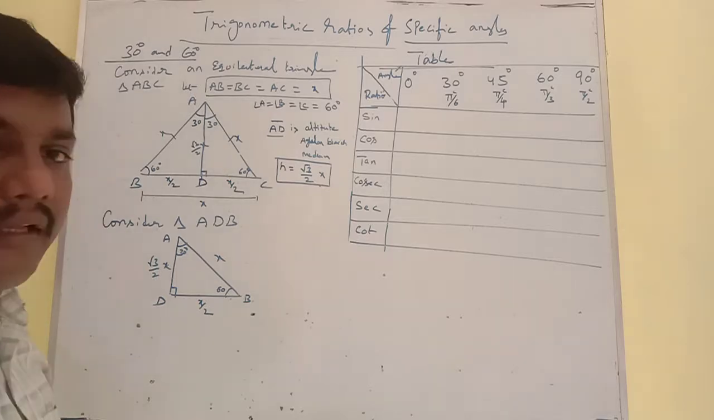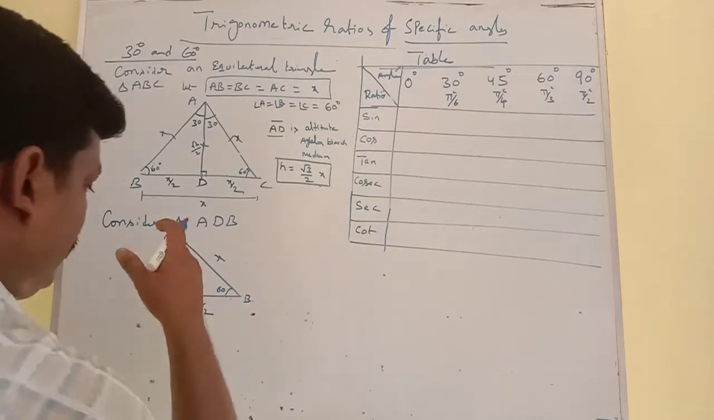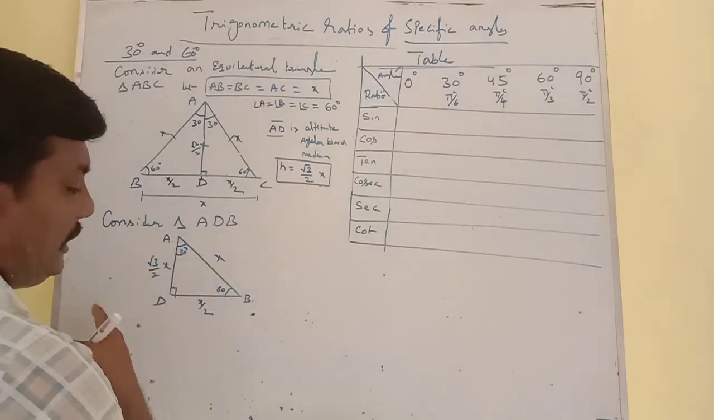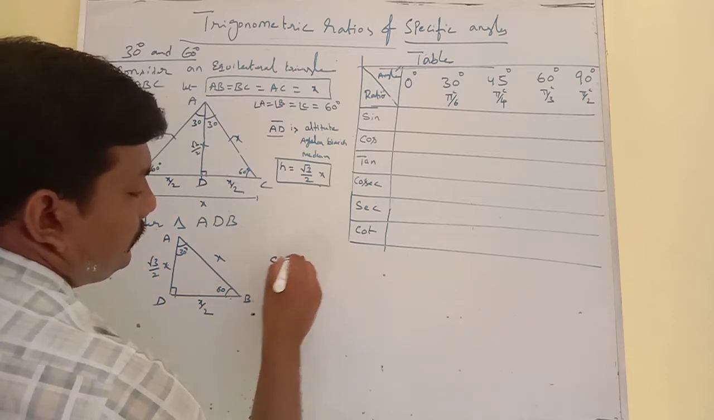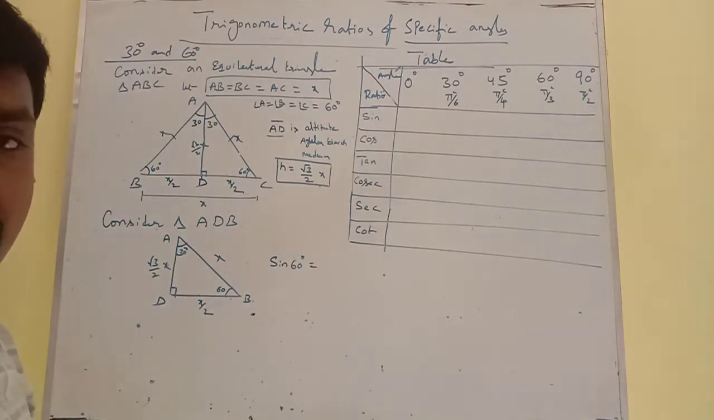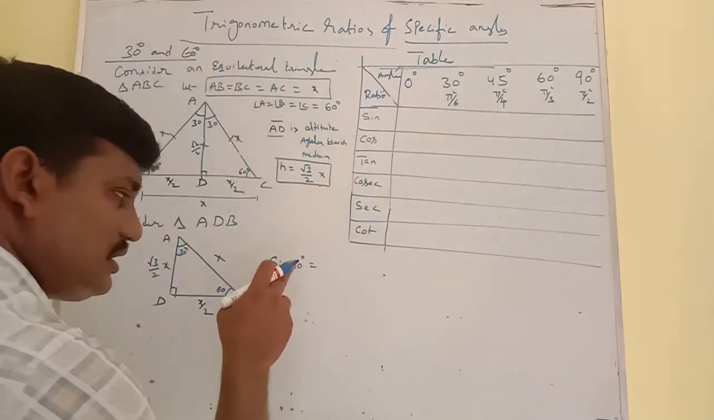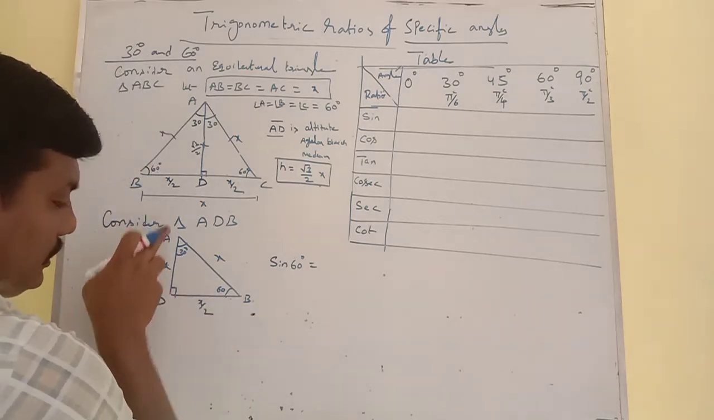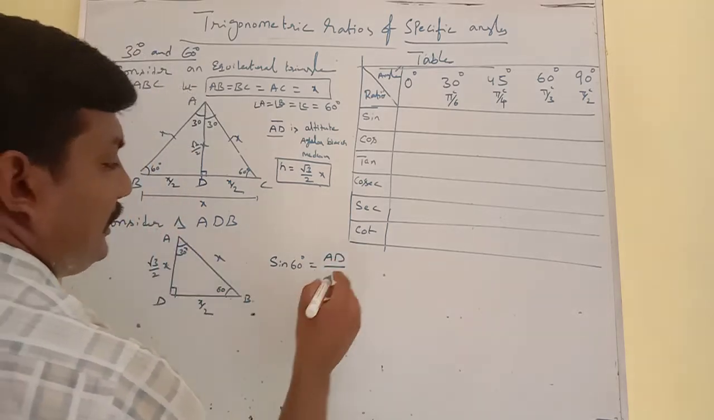Now we are going to apply the trigonometric ratios for this particular triangle. First consider sine 60 degrees. What is sine 60 degrees? Sine is the opposite side to theta by hypotenuse. The opposite side to 60 degrees is AD, and the hypotenuse is x, that is AB.